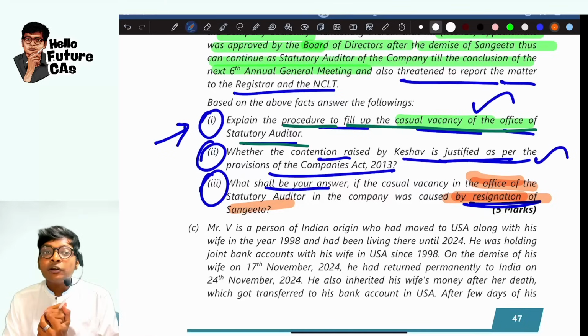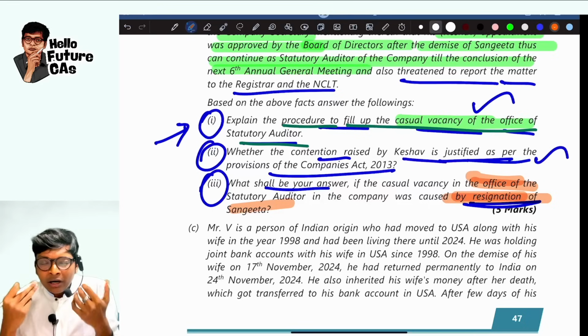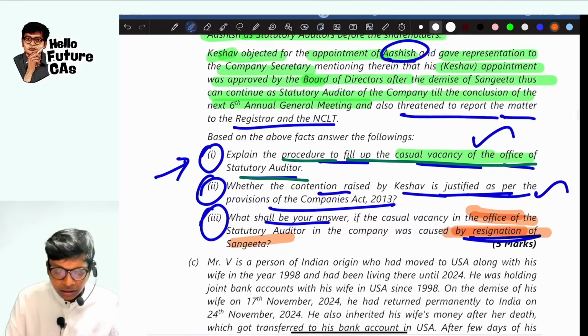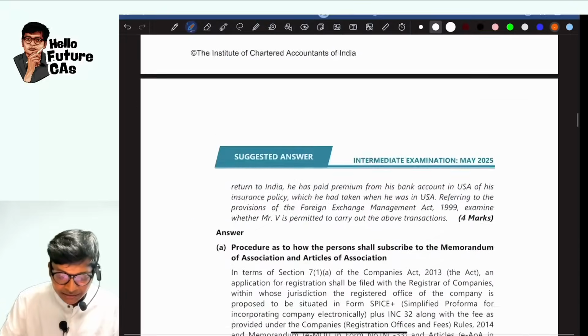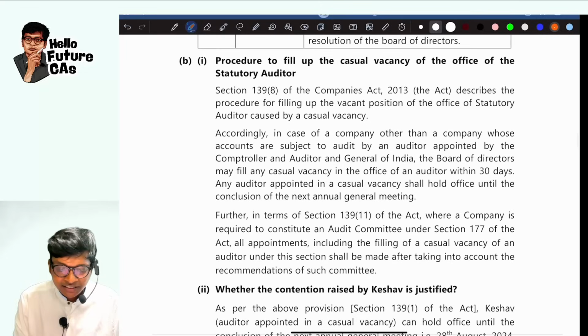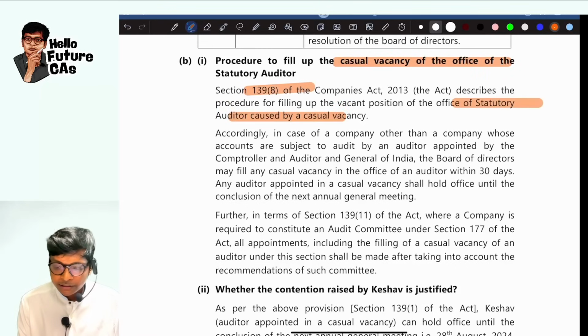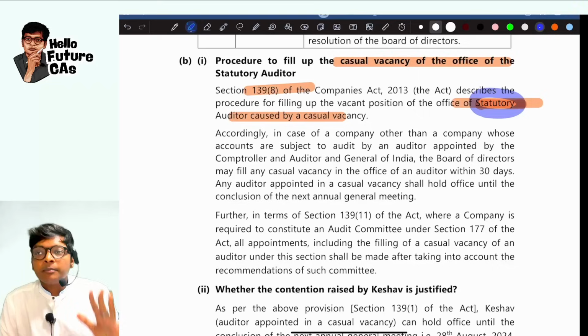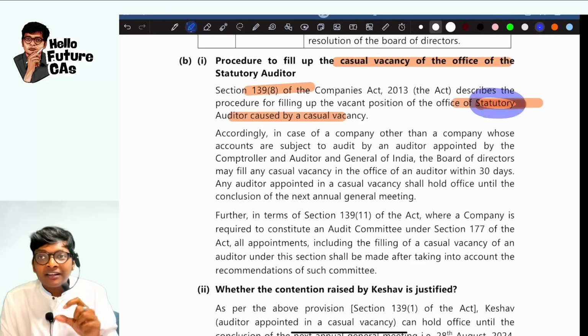Now how to get 5 out of 5? Using more technical terms from the act. Let's go see what ICAI gave as suggested answer for 1B. Okay, see if the same thing is there. First, procedure to fill casual vacancy as per section 139(8) to fill the statutory auditor. Instead of auditor, they use the word additionally what, guys? Statutory auditor, because the question uses that word. What our rank holder missed.